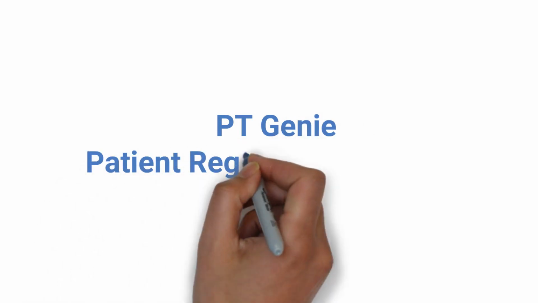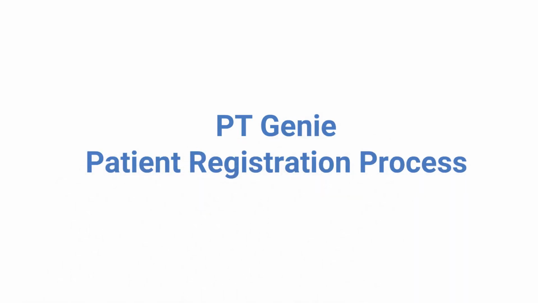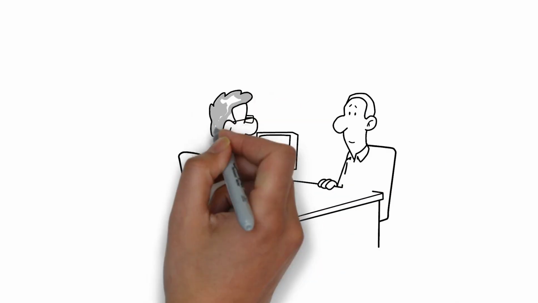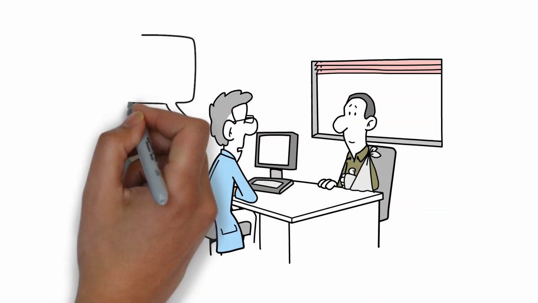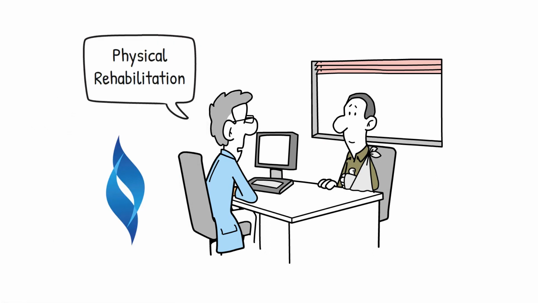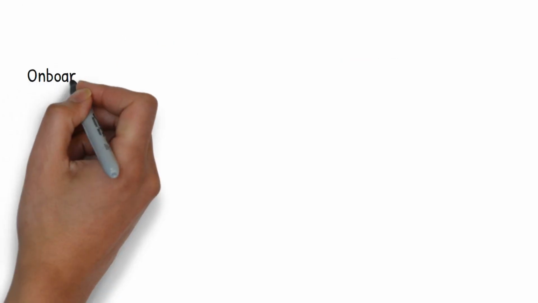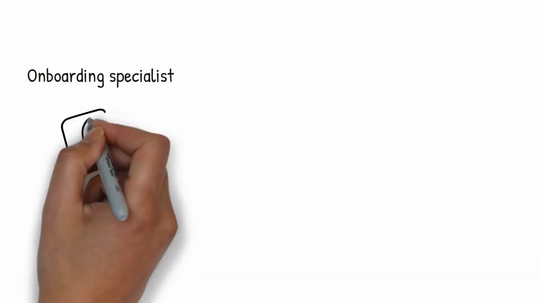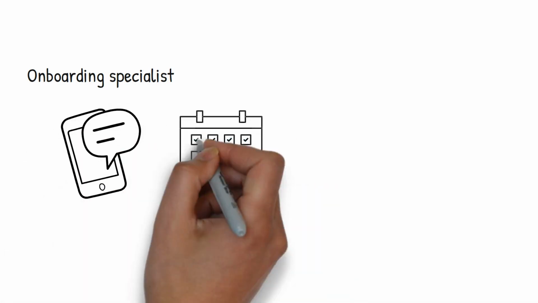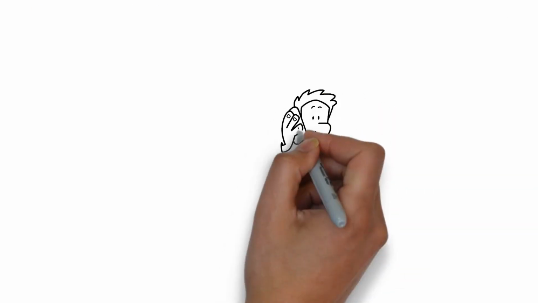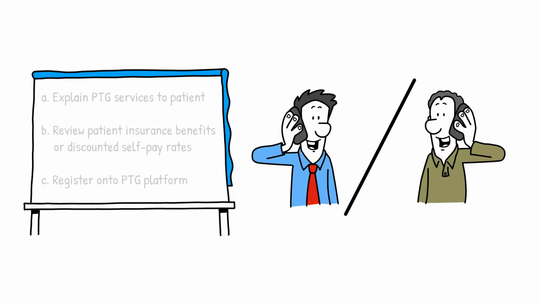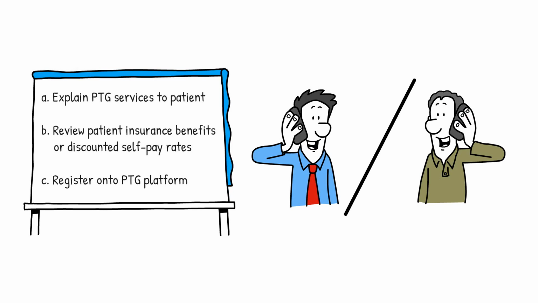the PT Genie patient registration process. Once a patient is given a diagnosis from a provider, they are referred to PT Genie for physical rehabilitation services. A PT Genie onboarding specialist then reaches out to the patient via text message, and the patient schedules their initial call. During the onboarding call, the specialist explains PT Genie services, reviews insurance benefits or discounted self-pay rates, and registers the patient on the PT Genie platform.